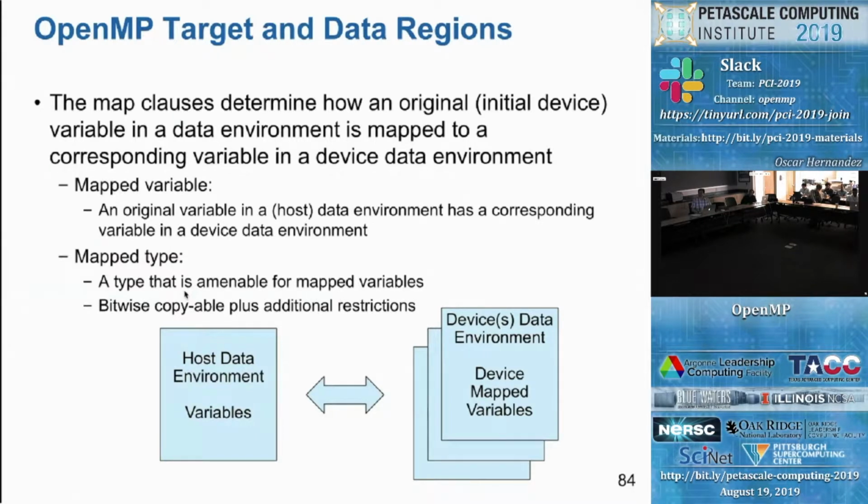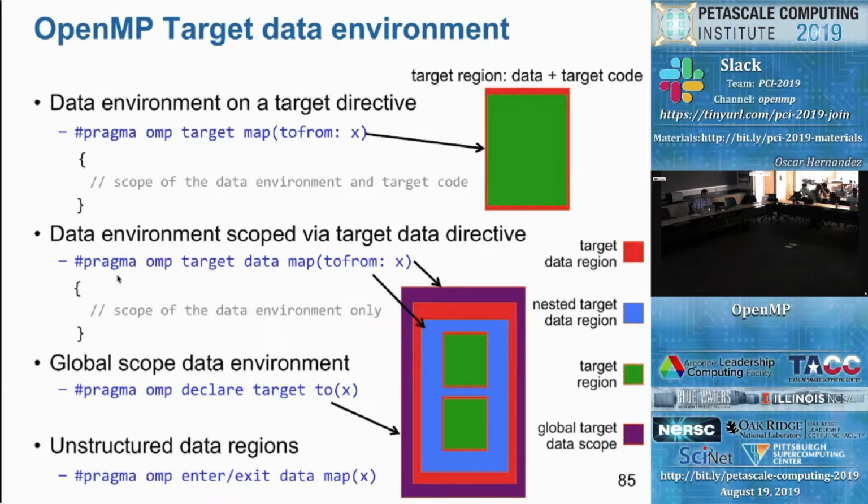This is just reiterating that we have this target region, but those target regions also have a data environment. The data environment is what we use to map data between the host and the device. That's how we specify what data we want to copy in or copy out, or just allocate in the device, and so on. And so that's an important concept.